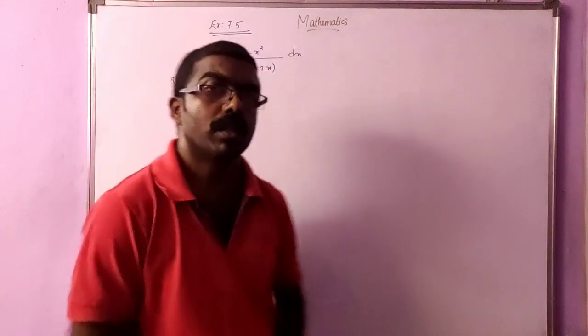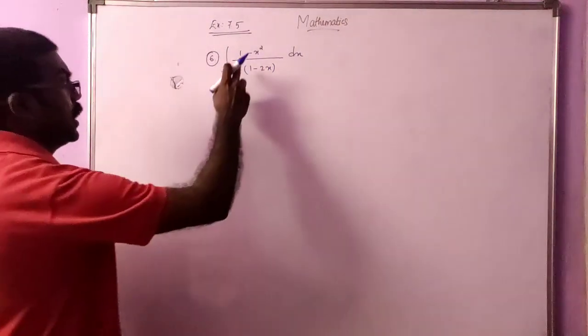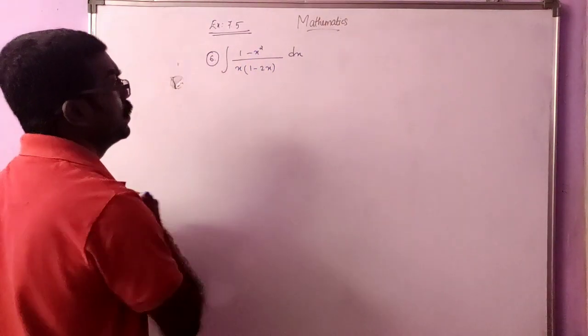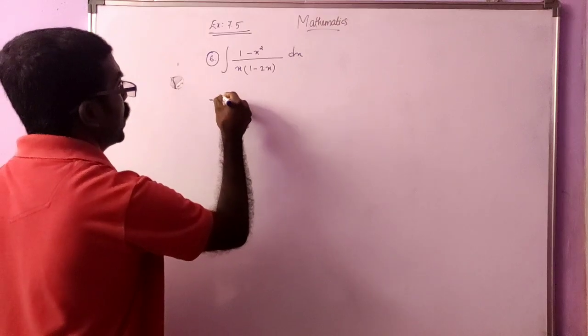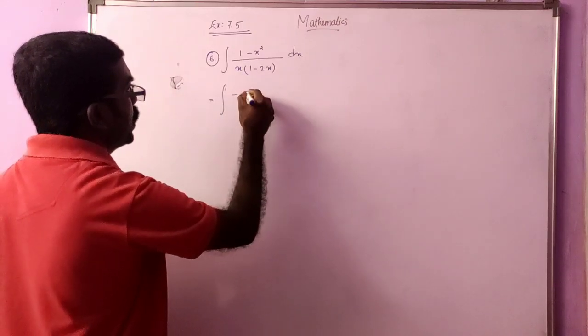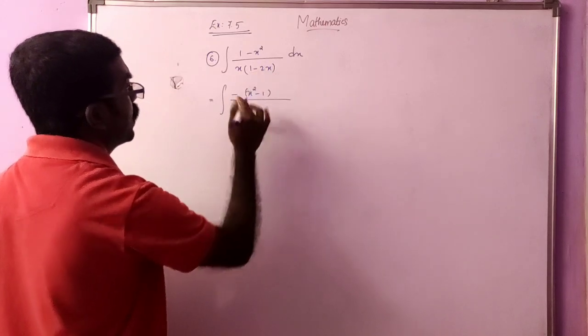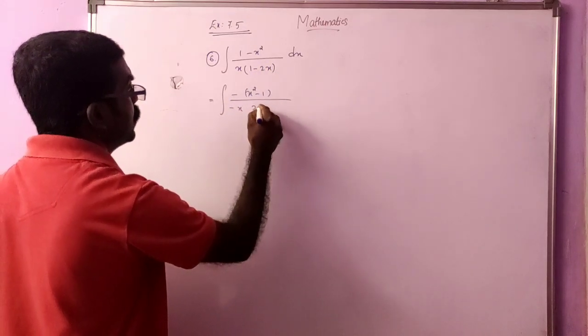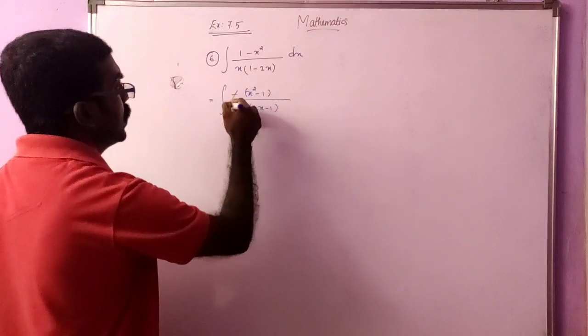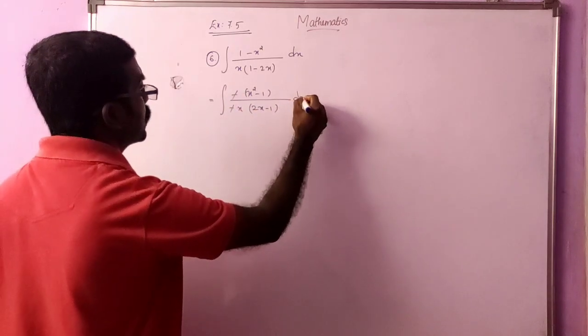Now we move on to question number 6. 1 minus x square by x into 1 minus 2x. First of all, we can take minus common, minus of x square minus 1 divided by, here from this term we can take minus, so minus x into 2x minus 1. This minus minus we can cancel, dx.